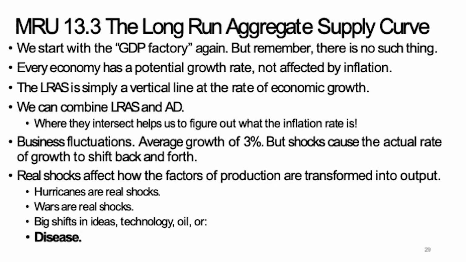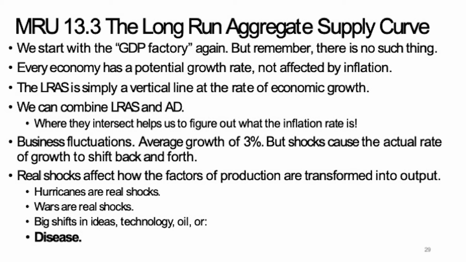Now, there are business fluctuations. We have this average growth of 3%, but shocks cause the actual rate of growth to shift back and forth. The question is, how do we show a shock in this model? There are shocks to the aggregate demand curve. But then there are also shocks to the long-run aggregate supply curve. Just because we're calling it long run doesn't mean it doesn't move. Long run has to do with capacity to produce.